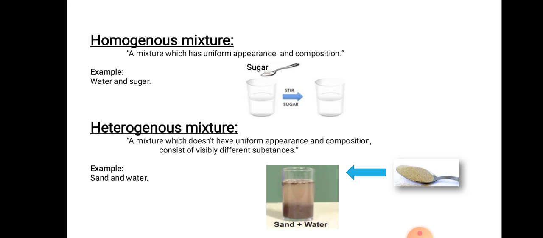And heterogeneous mixture, a mixture which does not have uniform appearance and composition, consists of visibly different substances. For example, sand and water. See, if we mix sand and water, we do not get the uniform appearance or the composition of that mixture.